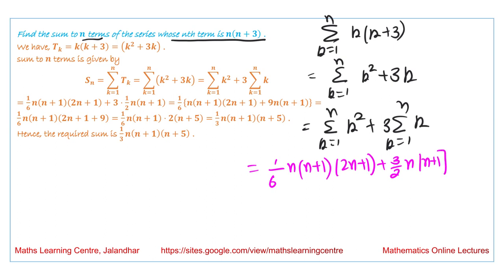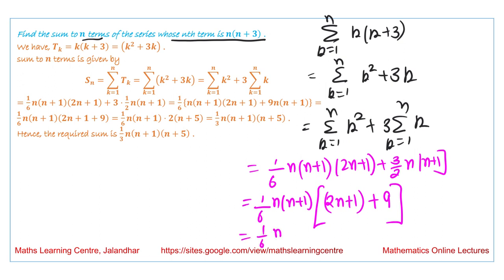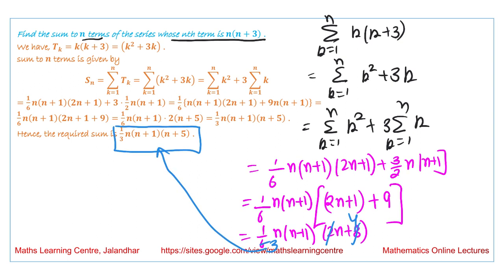So if we take 1 by 6 n into n plus 1 common, we are left with 2n plus 1 plus 9. So this is equal to 1 by 6 n into n plus 1 into 2n plus 10. So this 2 gets cancelled over here and the answer we are left with is 1 by 3 n into n plus 1 into n plus 5.